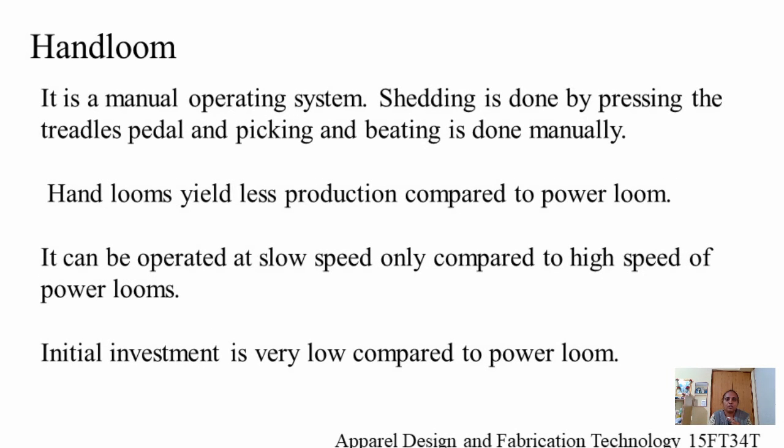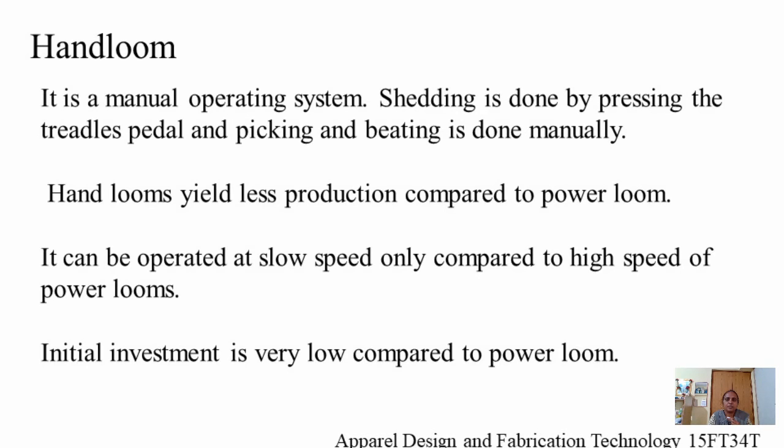Handloom is a manual operating system. Shedding is done by pressing the treadles pedal, and picking and beating is done manually. As the name indicates, a handloom is operated by hand, that is, it is a manual operating system operated by manpower. Shedding is done by pressing the treadles, and picking and beating is done manually. So the whole process is done by manpower.